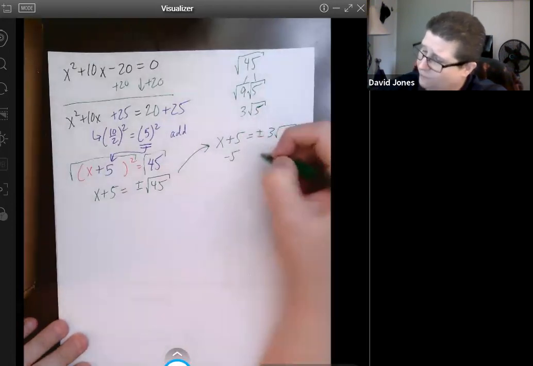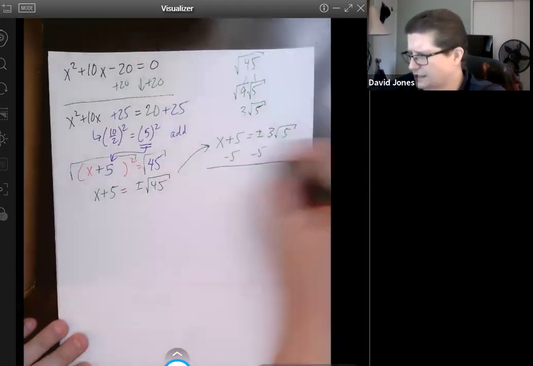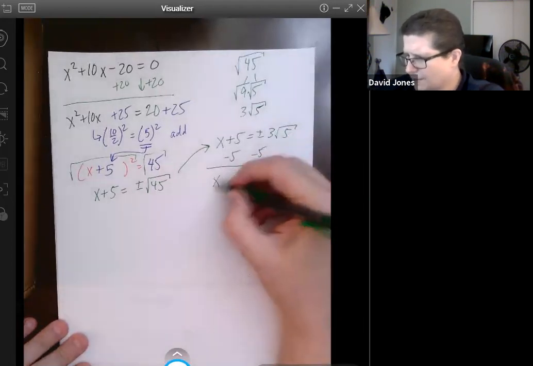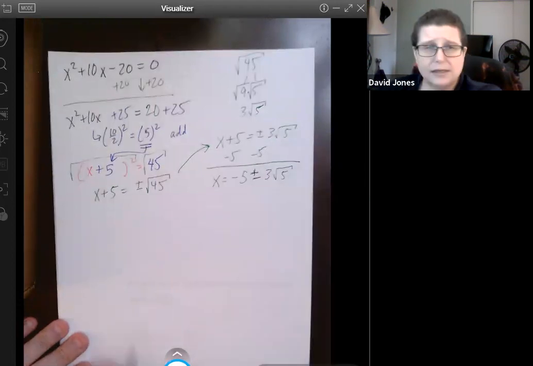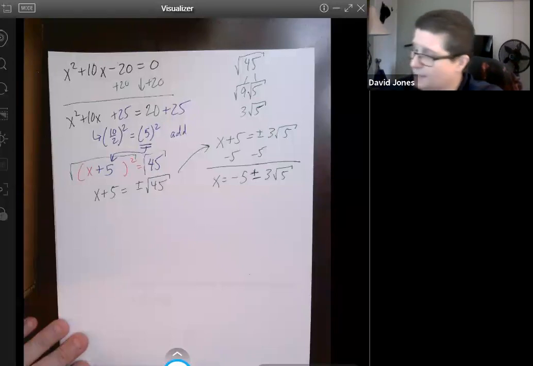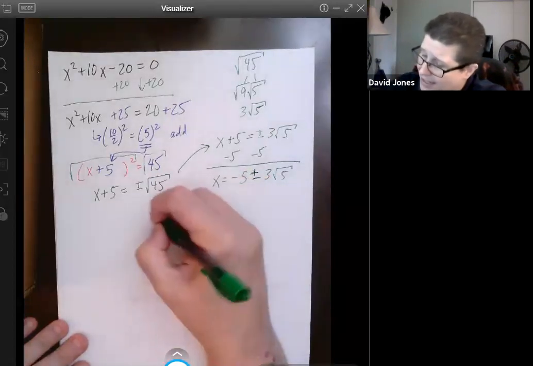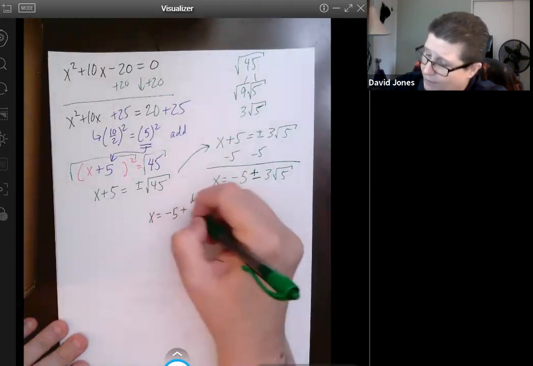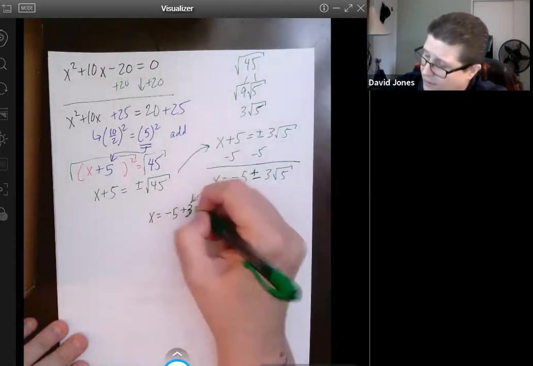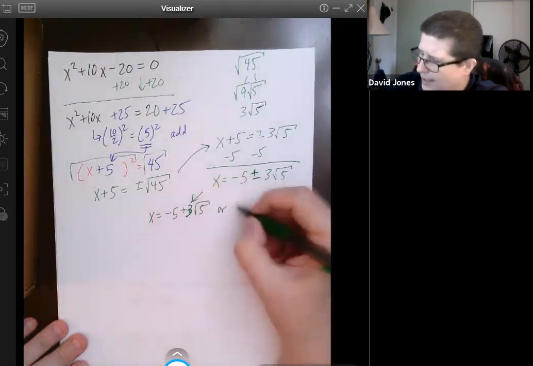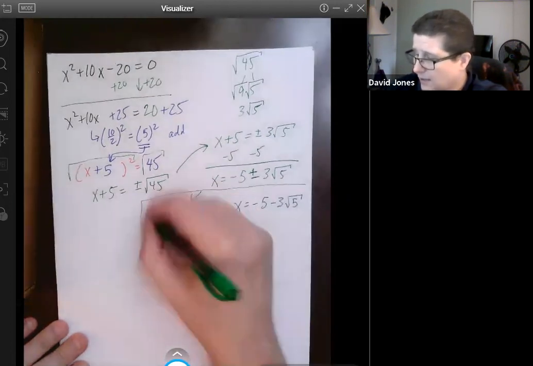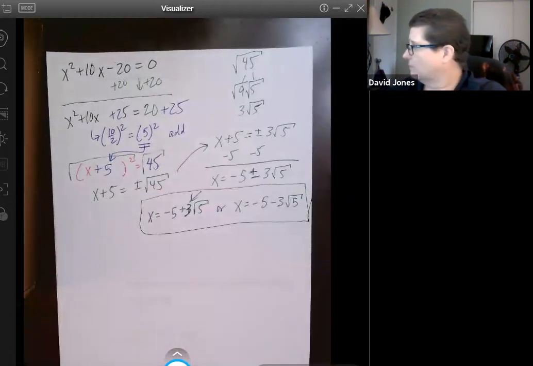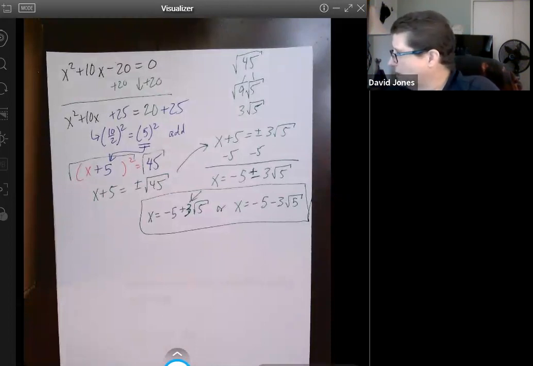I subtract 5 from both sides. And since I got a radical there, I can't combine them. Negative 5 plus or minus 3 root 5. Those are two answers. MATLAB may want you to separate them out. I get x equals negative 5 plus 3 root 5, or x equals negative 5 minus 3 root 5. Not always pretty.